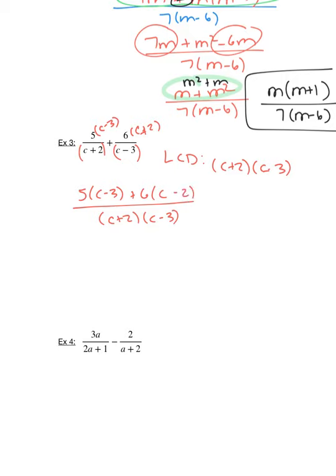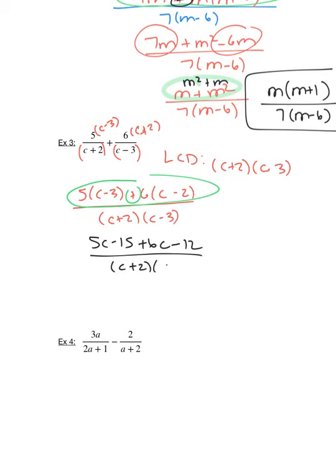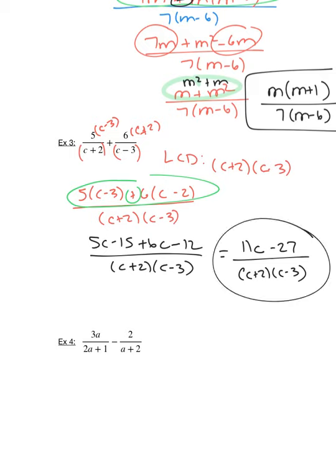And again, I have to distribute here in order to then be able to add these. So in my numerator, I have 5c minus 15 plus 6c minus 12 all over my common denominator, c plus 2 times c minus 3. And then I can simplify. 5c plus 6c is 11c. Negative 15 and negative 12 is negative 27. So I have as my final answer c plus 2, c minus 3 as my common denominator, and my numerator is 11c minus 27. There is no GCF here in this numerator, so I leave it like that. Okay, if it had a GCF, I would factor it. Moving on to example 4.